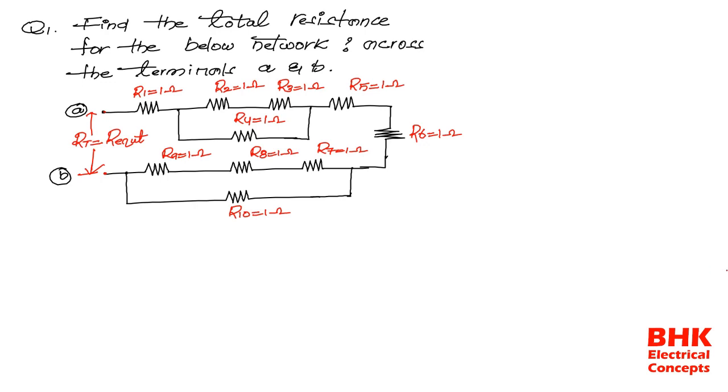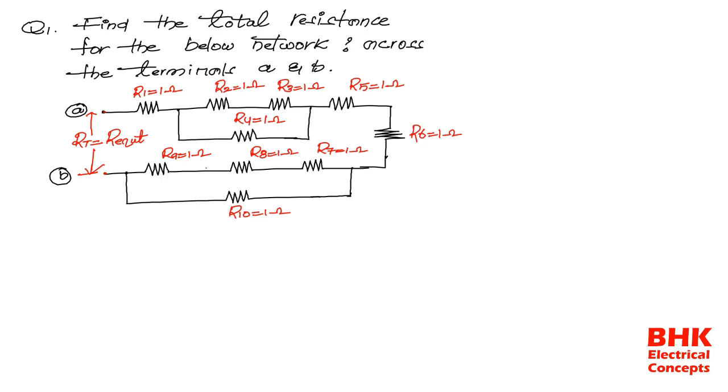Before we start reducing the circuit, first I am going to identify which resistances are connected in series and which are connected in parallel. If you know the exact series and parallel connections of the resistances, then it is very simple to find the total resistance across terminals A and B. We already discussed series and parallel connections in previous videos, so go through all those videos and come to this video, and then you can understand very well.